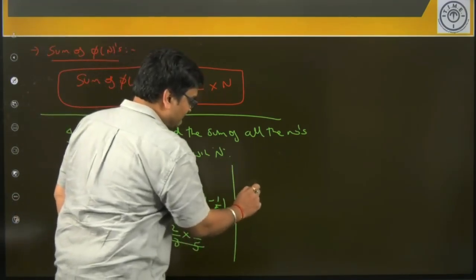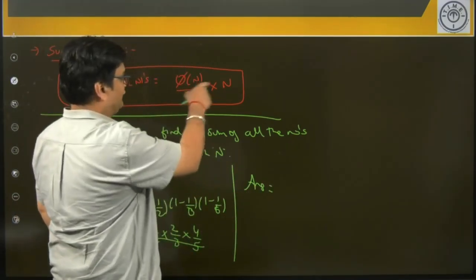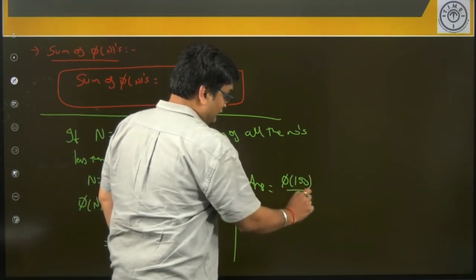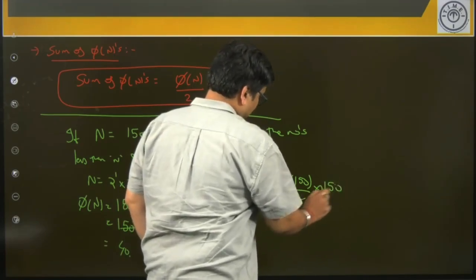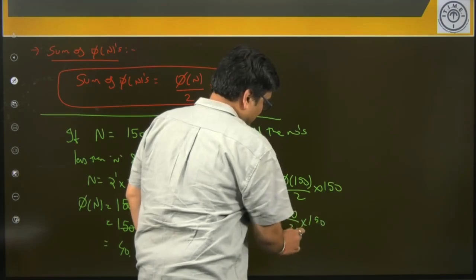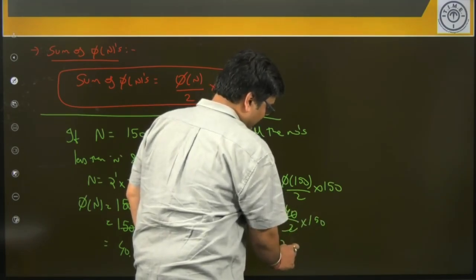So what will be the sum? My answer, using this formula now, is phi of 150 by 2 into 150. So it is going to be 40 by 2 into 150. When you solve this, it will be 3000.